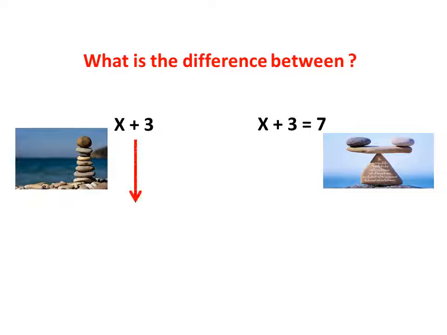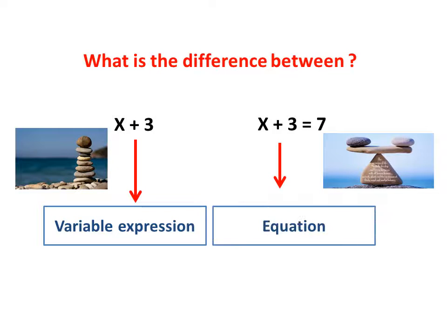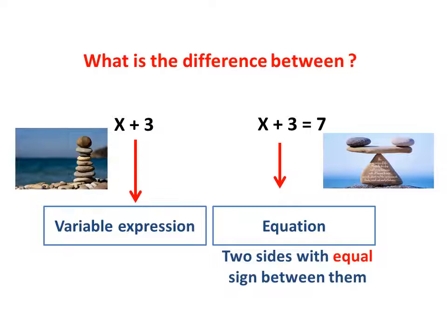okay? So this one is called a variable expression, because I have variable, operation, and number. And here is called a new name, called equation. What is the meaning of equation? When I have both sides or two sides and I have an equal sign between them. It means like a balance. I have right side and left side. And what I have in the right side has to be equal to the left side, okay?